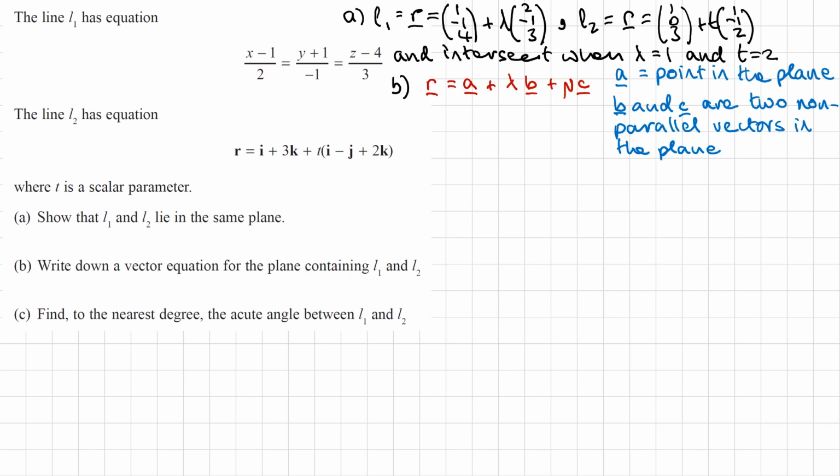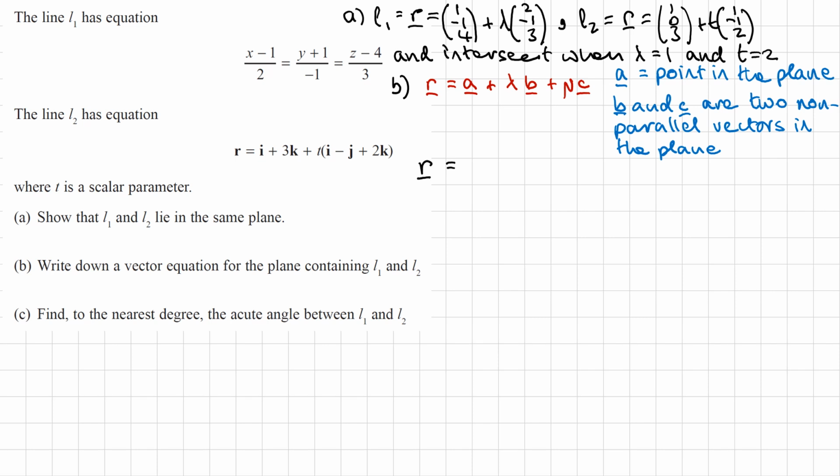So one form of a vector equation for a plane is this form here. r is equal to a plus lambda b plus mu c. Mu and lambda can be different scalars like s and t, for example, where a is a point in the plane and b and c are two non-parallel vectors in the plane. Okay, so a point in the plane can actually be a point in either one of these lines because they are points that are in the plane. We've proved that they lie in the plane.